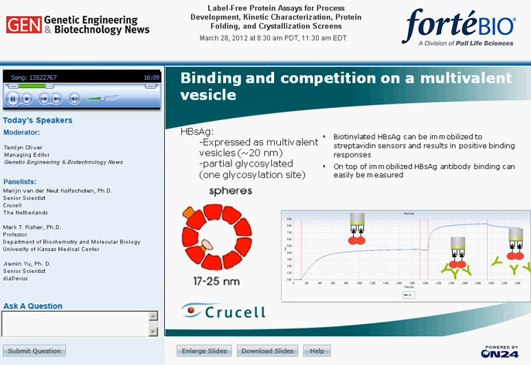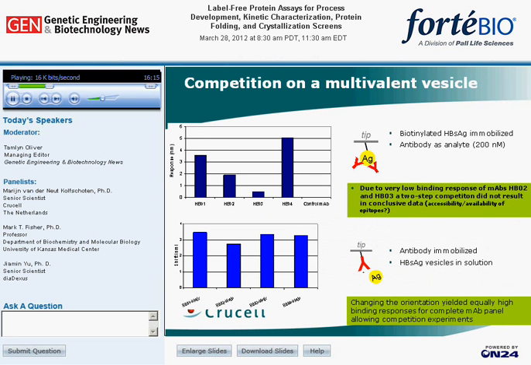Next slide. However, the two-step approach did not result in conclusive data because, for some reason, the binding capacity of the antibodies differed largely amongst each other, resulting in very low and very high saturating binding responses. For this reason, it was decided to change the orientation by immobilizing the antibodies to the streptavidin sensor, followed by binding to HBs antigen. This way, the binding response became equally high between the different antibodies, allowing one-step competition experiments.